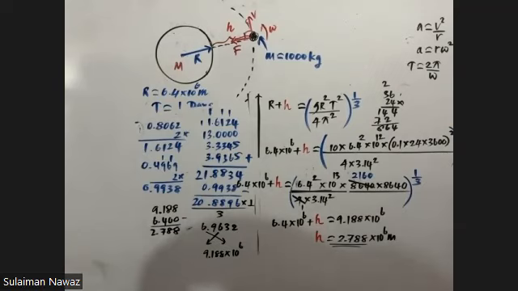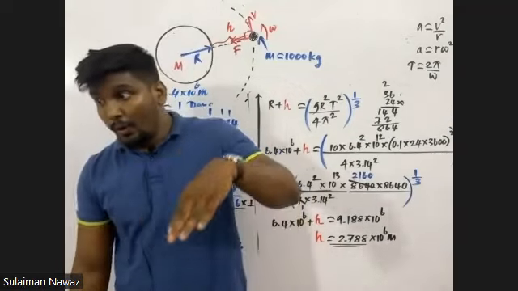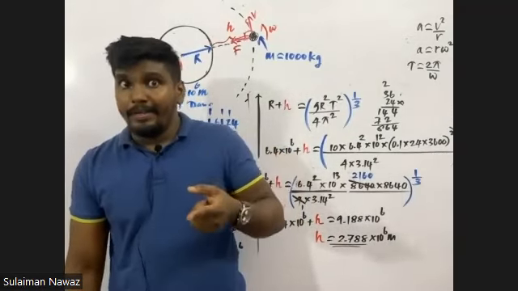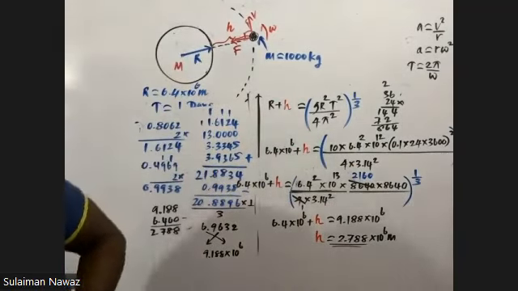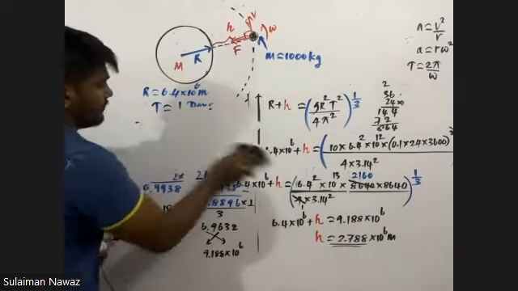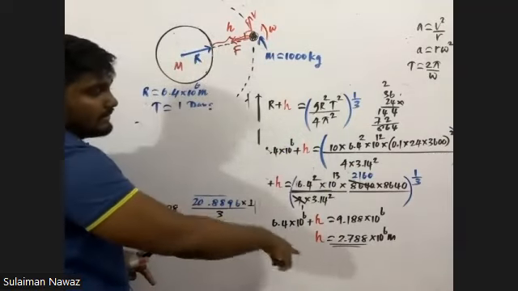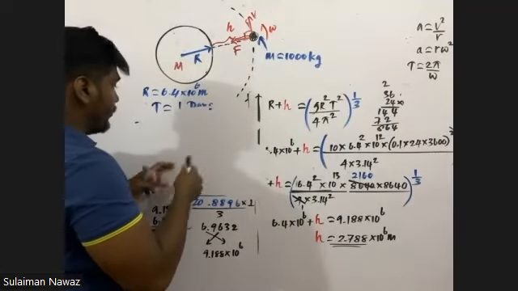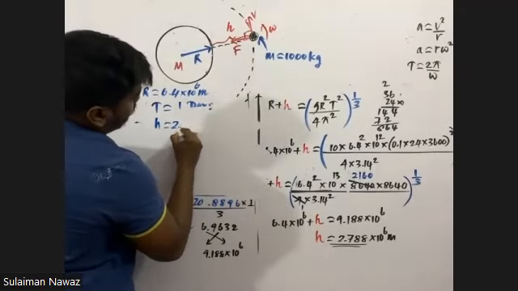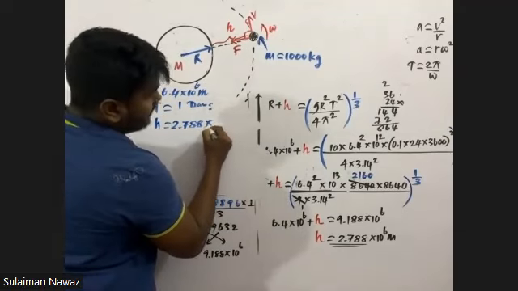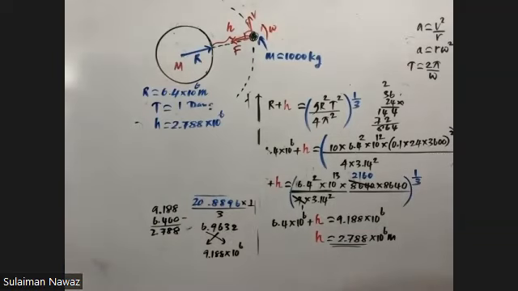Roman number 2. They are asking: calculate the total energy of the satellite in its orbit. I erase this entire thing. I don't have a small h value, but if I erase this whole thing, I know the small h value. My small h value, the height from the surface of the earth to the satellite, is 2.788 times 10 to the power 6 meters. That is our small h value.